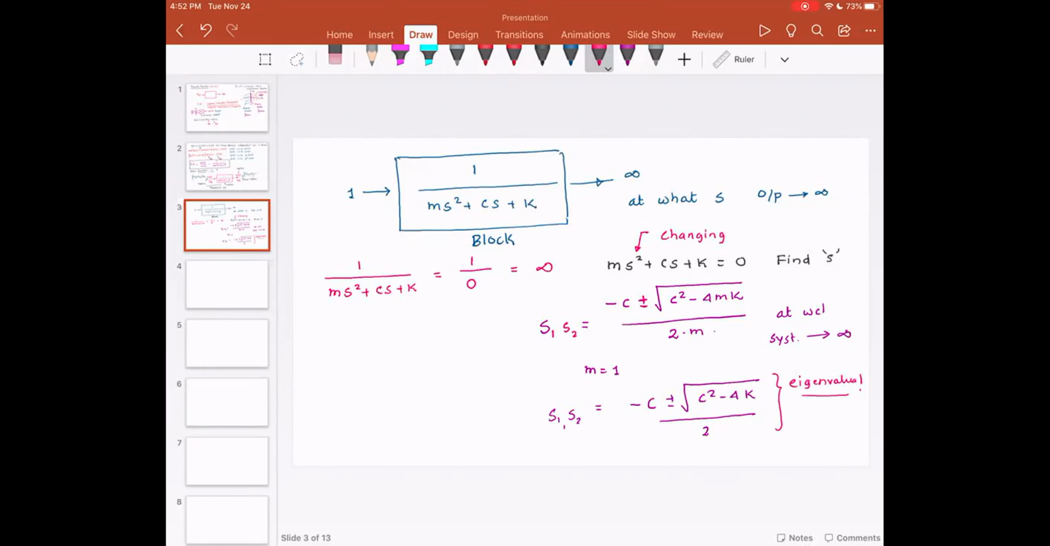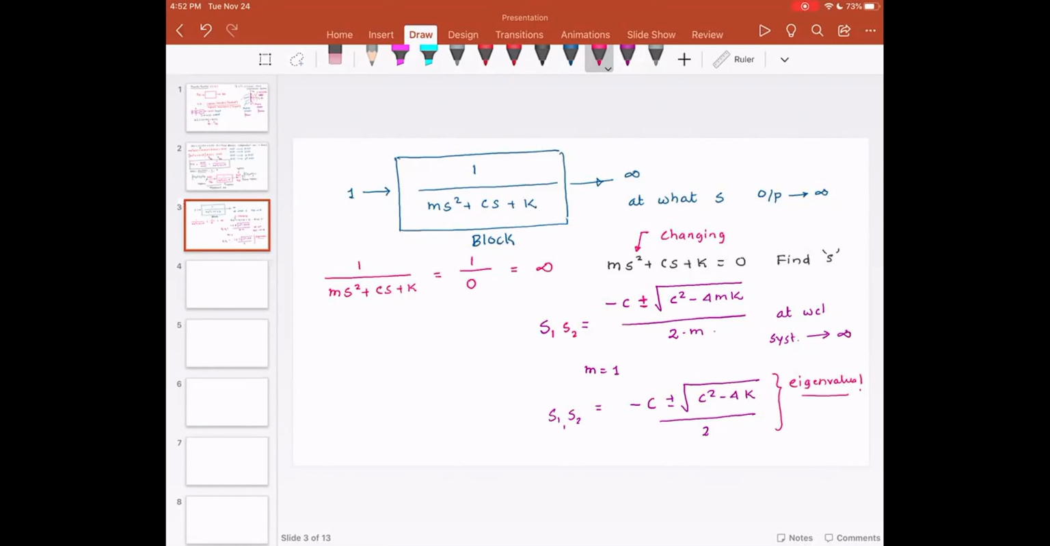Poles are values of S when the transfer function becomes infinity. In other words, this is the numerator and this is the denominator. When the denominator of the transfer function is equal to 0 and you get a value of S, that is the pole of the system.